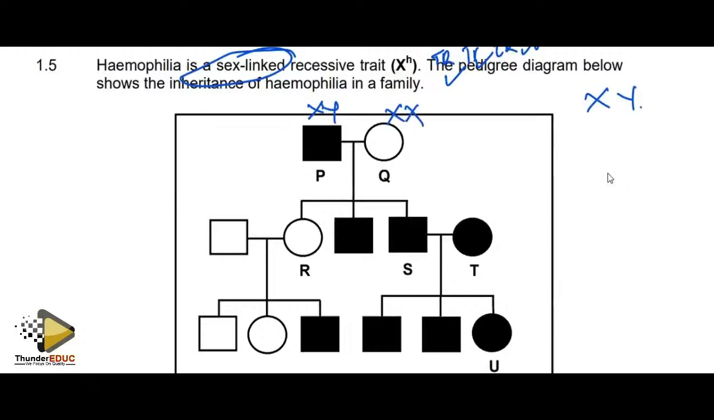And you also need to know, before you go for this question, that a box means a male, while a circle means a female. Sometimes we don't give you a key.